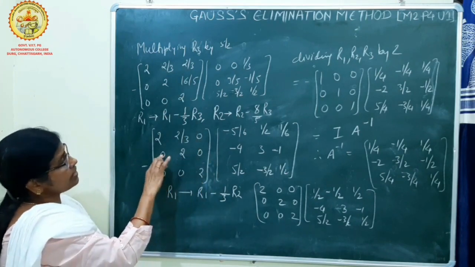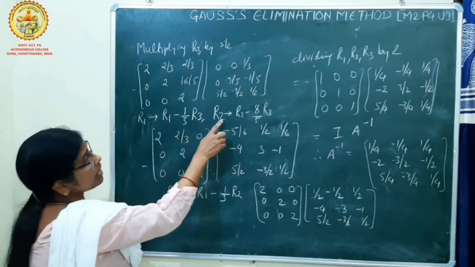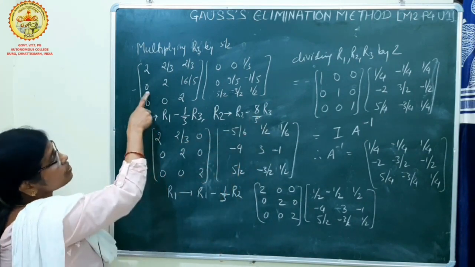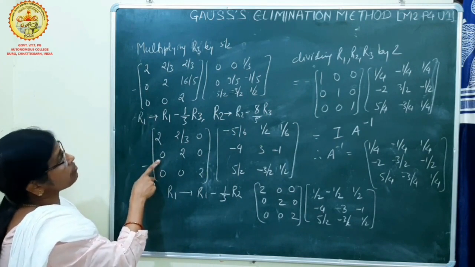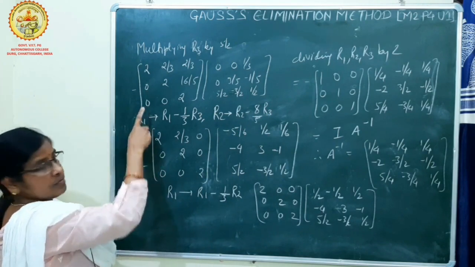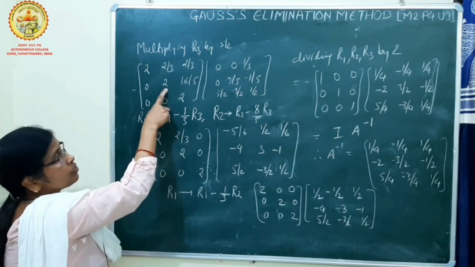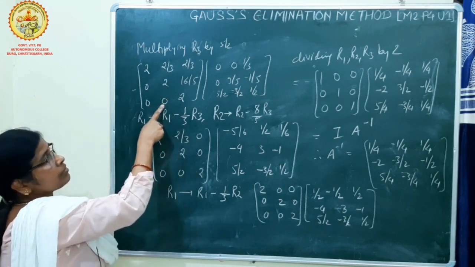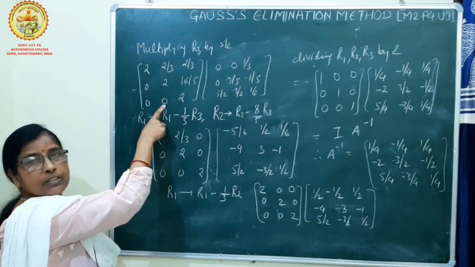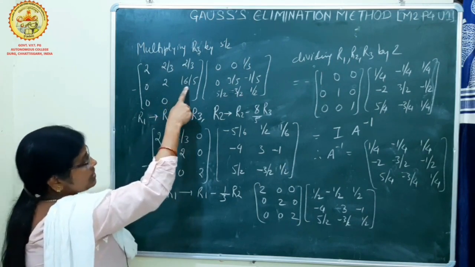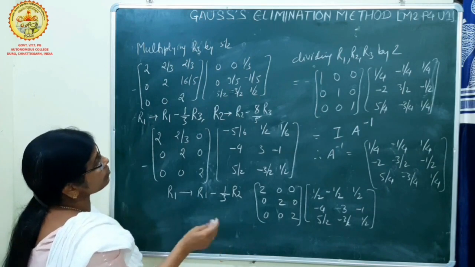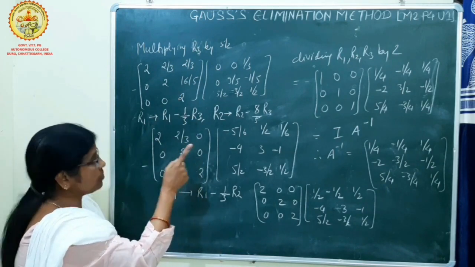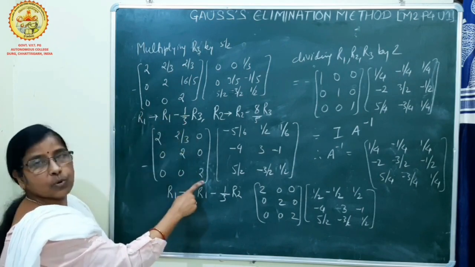No change in second, and again R2 equals R2 minus 8 by 5 R3. R2 equals 0 minus 8 by 5 R3 means 0. Similarly R2 minus 8 by 5 into R3, second component 0 means 0. Third is 16 by 5. 16 by 5 here is 2, so minus 16 by 5 means 0. No change in third row.